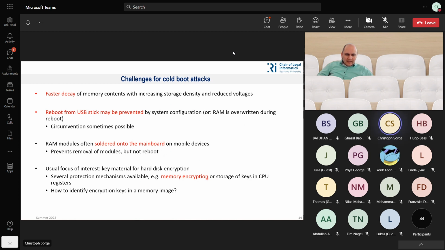about cold boot attacks or their challenges? Because for the next couple of slides, we're going to go into detail about the last aspect, how to identify and potentially correct encryption keys.